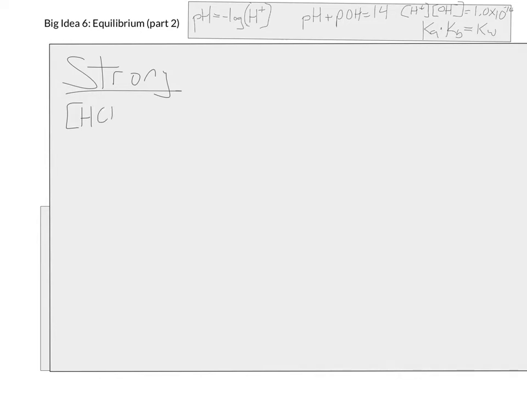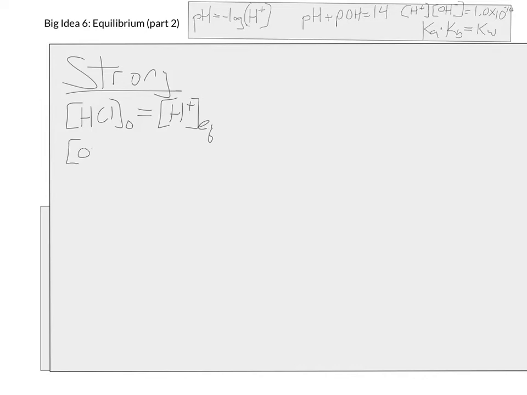Strong means that the initial concentration is the same as the equilibrium concentration of the acid, meaning it 100% dissociates. There is no equilibrium. It is just the initial is the final. 100% of it goes away. HCl molecules no longer exist.